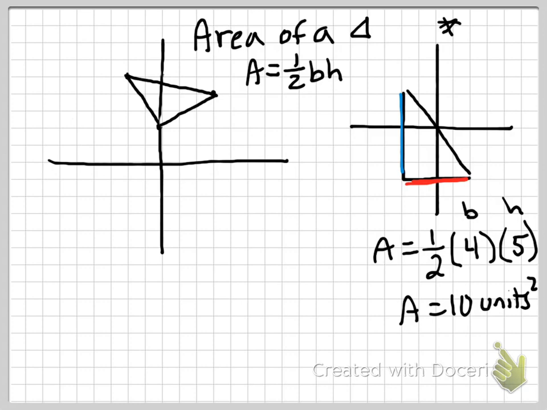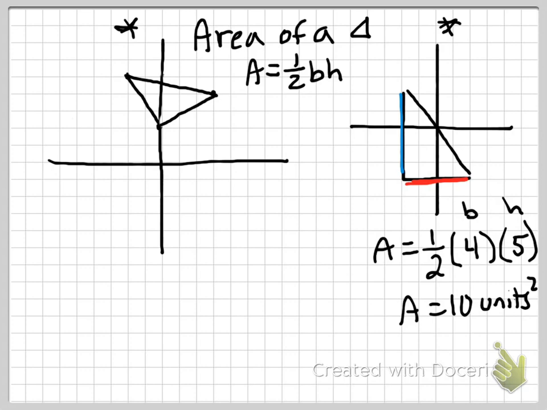Honestly though, in Math 1, most of the time they're not going to be. They're probably going to be more like this one over here. That is also a right triangle. It's just sometimes a little bit harder to tell. The way that you can tell that this is a right triangle is if you look at the slopes of the two lines that you think are right triangles.